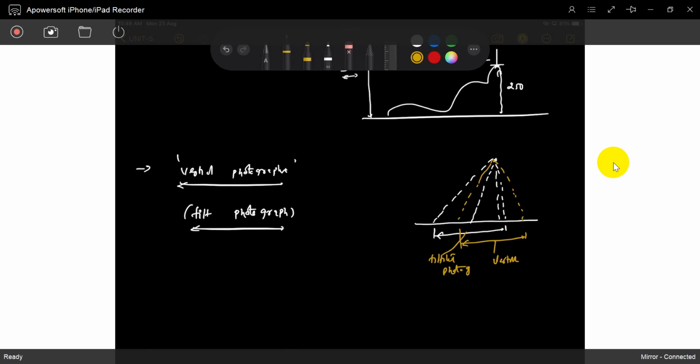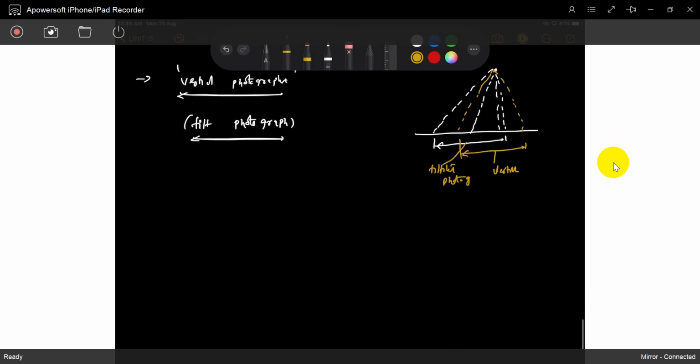But what they said in the syllabus book, we will discuss that topic only, that particular topic. Okay, so that's one thing. The next topic is stereo vision. So what is stereo vision?